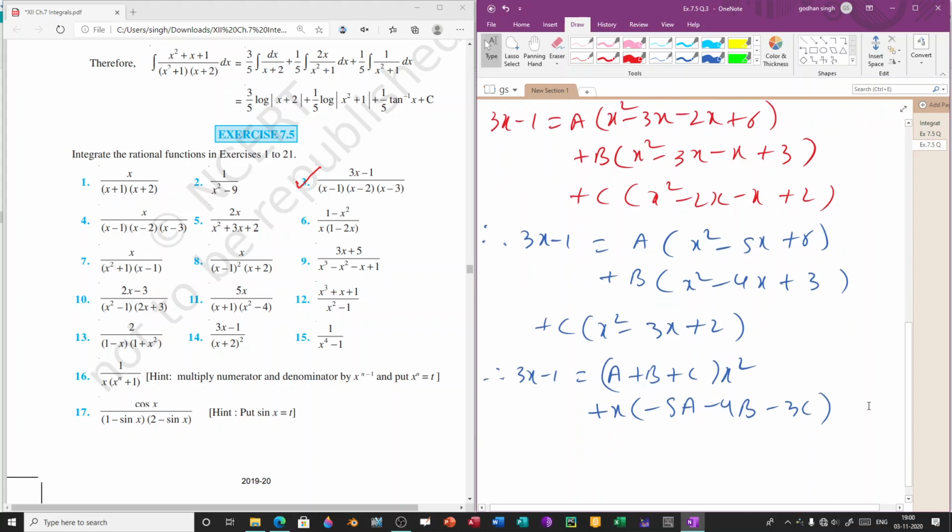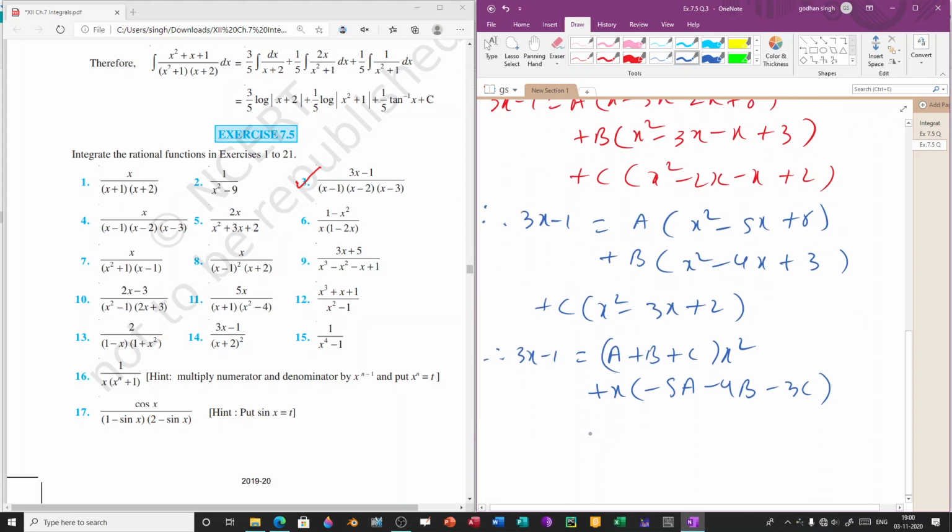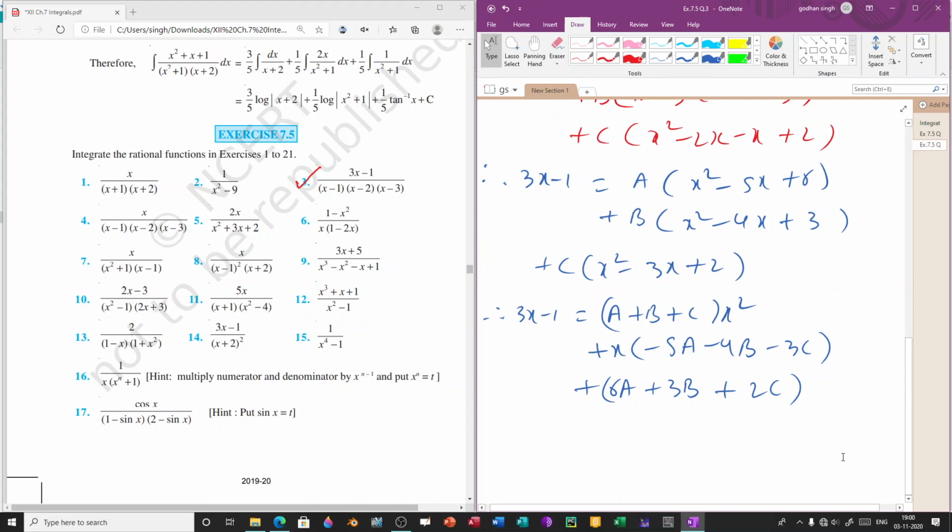And now grouping the constant terms together, so plus 6a plus 3b and plus 2c. Now if you see the left hand side, there is no x square term, that means the coefficient of x square is 0. So on comparing both sides, what we will be getting is a plus b plus c equal to 0.